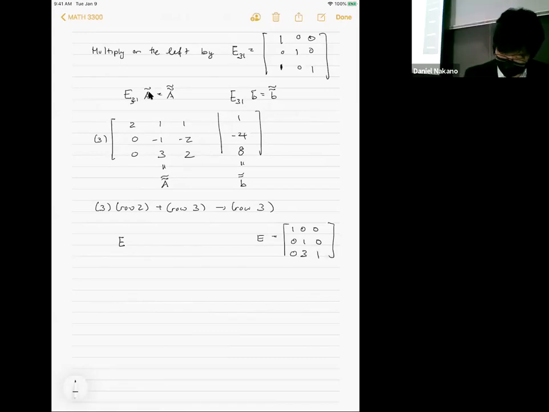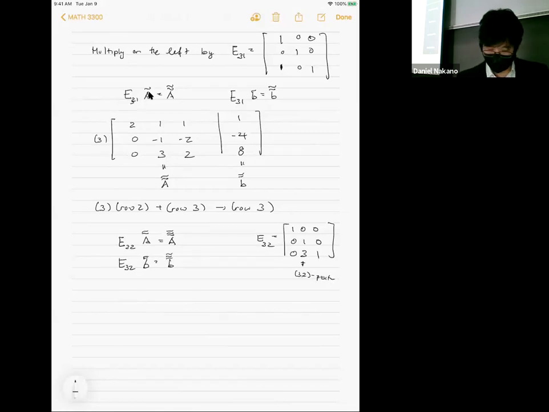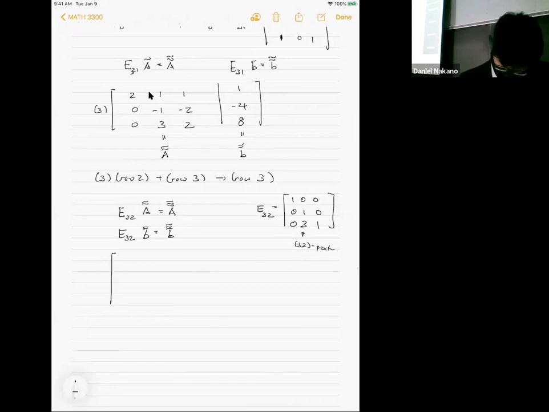Okay. Now this is in the third row, second position, right? So this should be E32. Okay, so E32 times A double twiddle is equal to A with 3 twiddles. And E32 times B with 2 twiddles is equal to B with 3 twiddles. Okay. So let's do that. And then we'll collect all the data here.